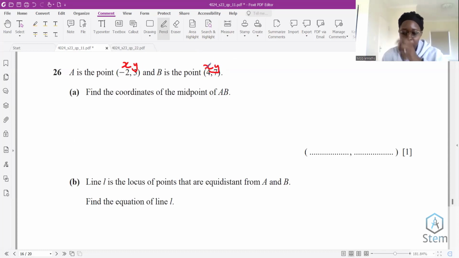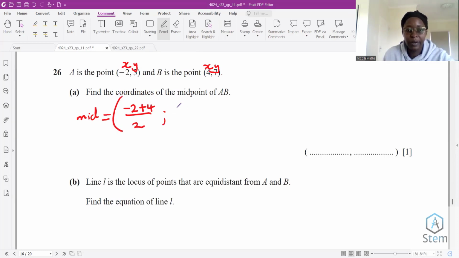Okay, so to get your midpoint, we add the X values and divide by 2. The Y values, you divide by 2. So I can say my midpoint is equal to, for X values, that's minus 2 plus 4, divided by 2. So this is how we write a point. The other one is 3 plus 7 over 2.